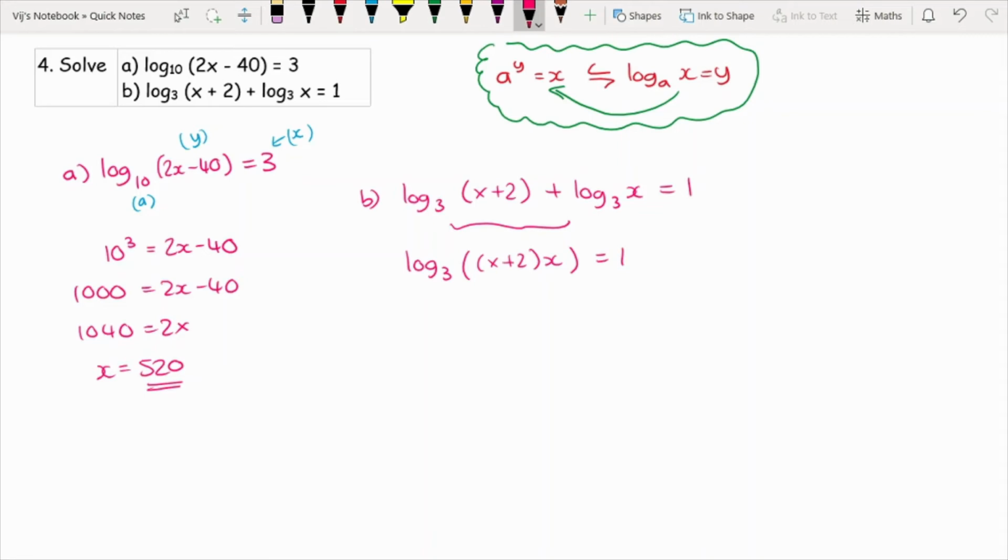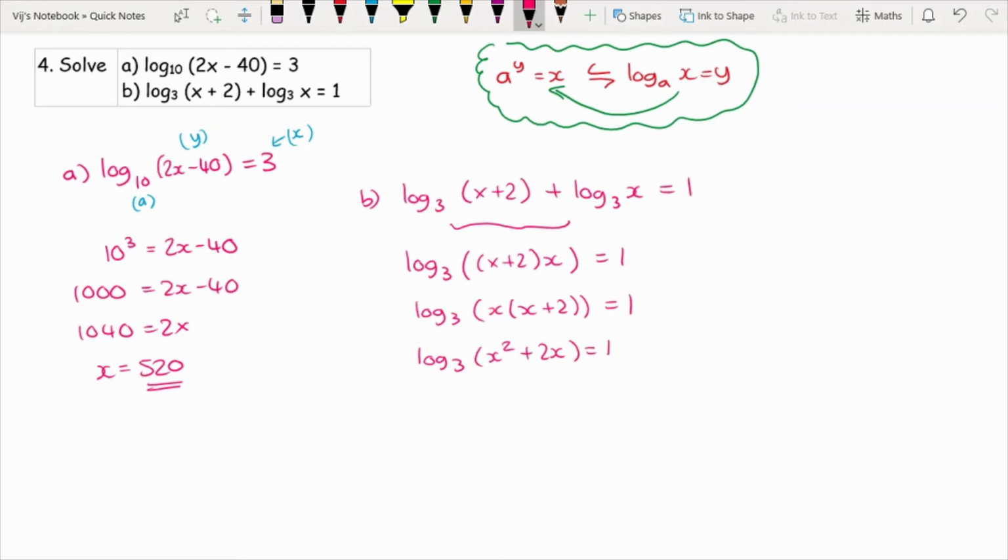Now that looks a bit odd only because of the way the question's written, so I'm just going to rewrite this again so it's a bit more apparent what we've done. And sometimes you can go a bit bracket crazy, so feel free to use square brackets. So what we've got is log 3 of x squared plus 2x equals 1.